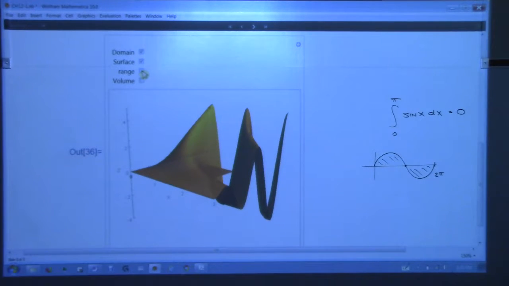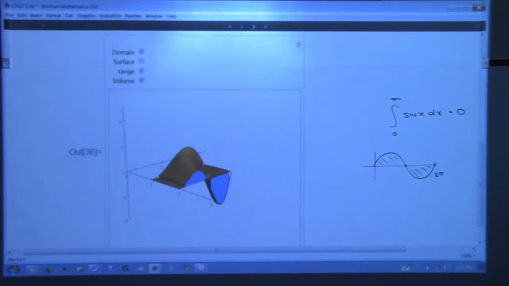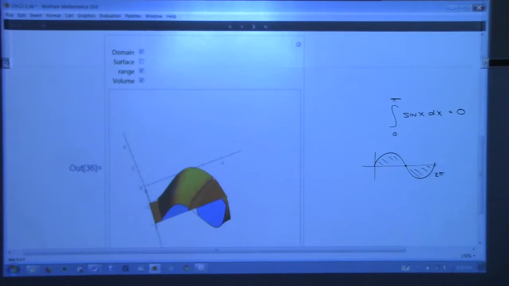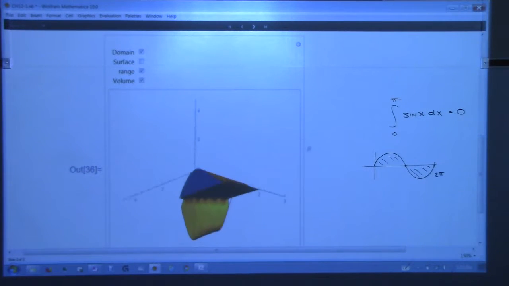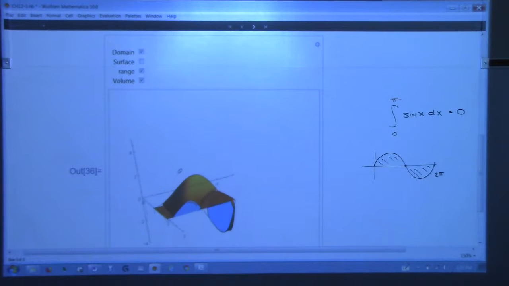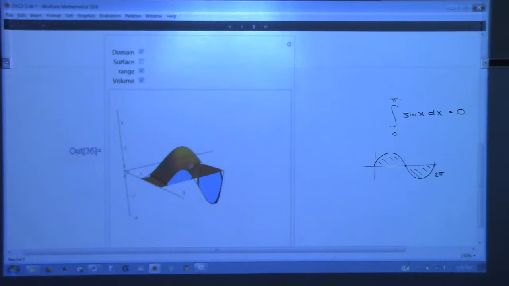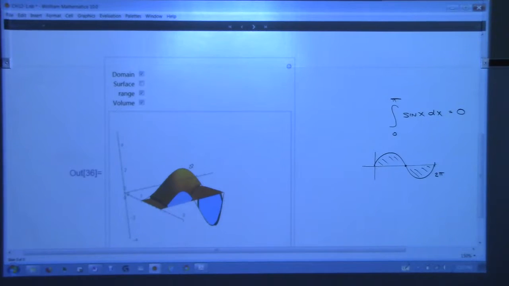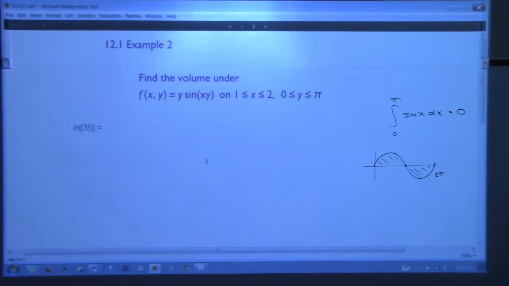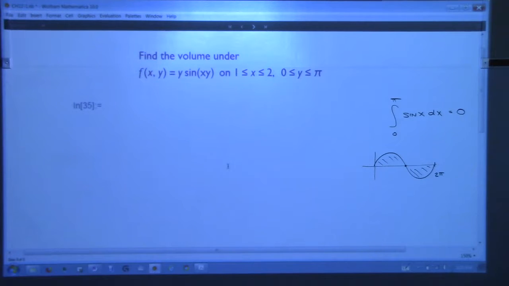All right, so here's the range. So when I plug in, let me just get the volume in here, and let me take the surface out. So there it is. We got part of it above, part of it below. What's the total net? Is that what we'd say? The net volume. Let's do it.